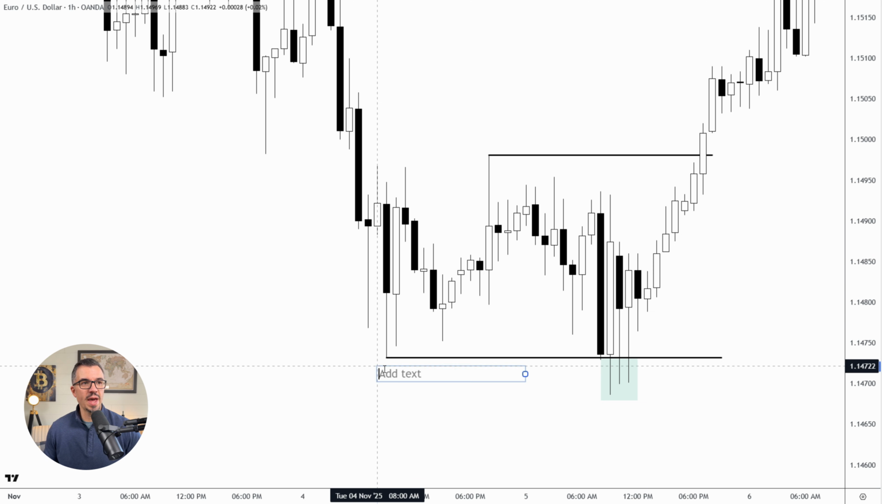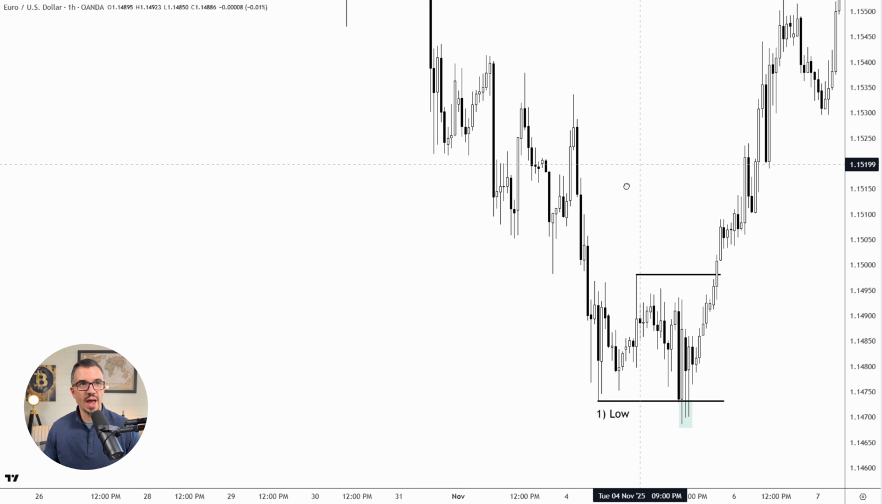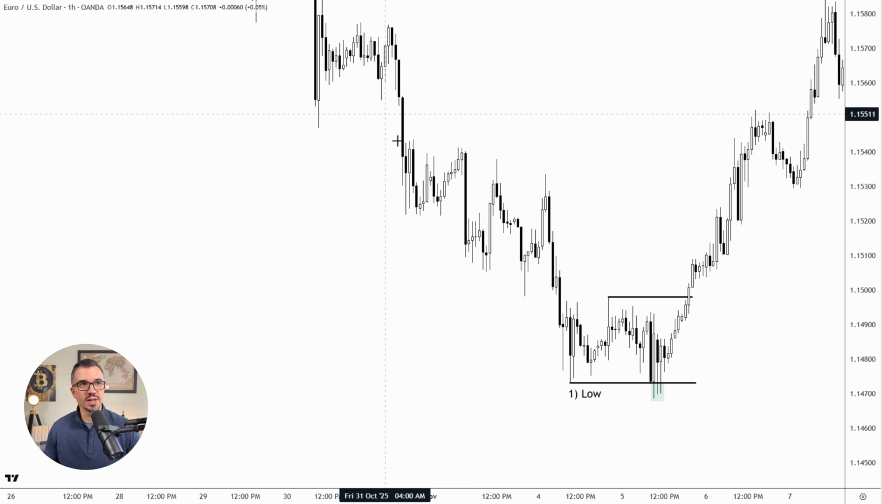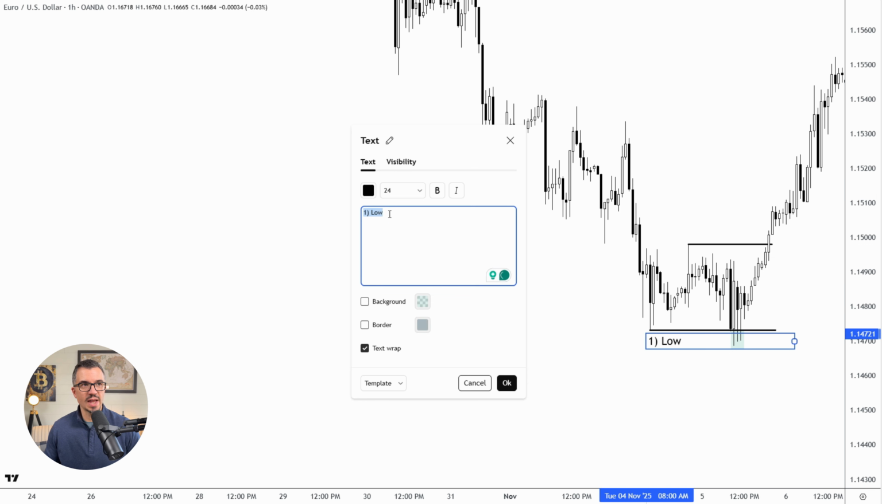This pattern starts with step 1 being a low. Very simple. This works best when you have an established trend like this, where the market is moving lower over a given period of time. In this case, it was several weeks. We were moving to the downside. So you have an established low like this. We're going to call this an established low within a downtrend.